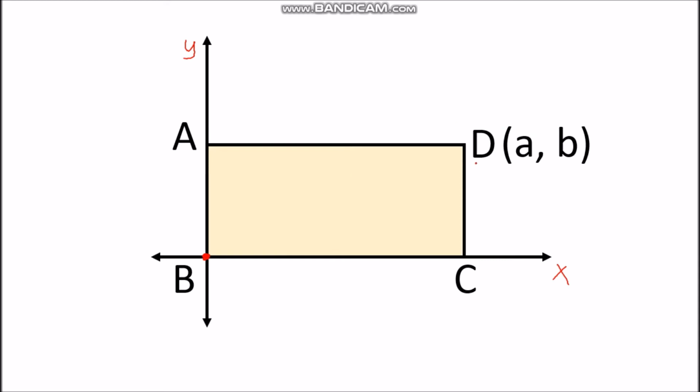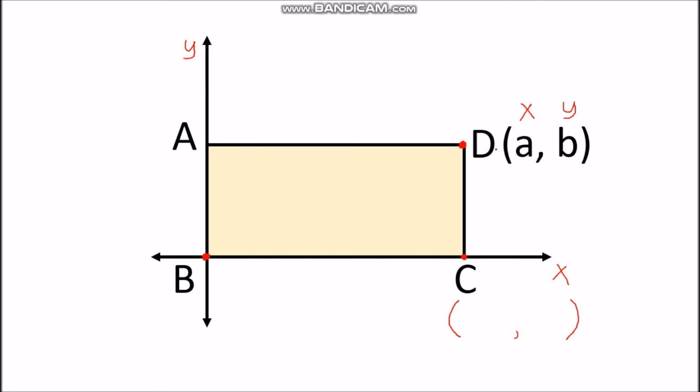So we have here the given, which is point D, one of the vertices of the rectangle, and its coordinates are given, which are A and B. So x is A, of course, and y is B. Now we will be using this information to identify the coordinates of the remaining vertices. Let's start with point C, or vertex C. We need to find its coordinates.